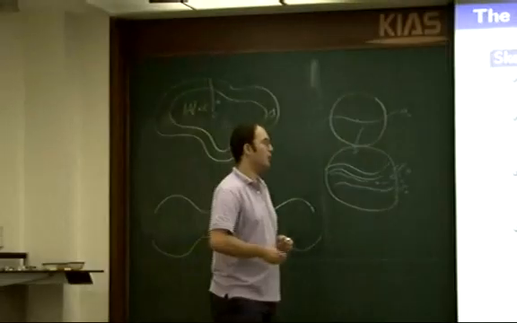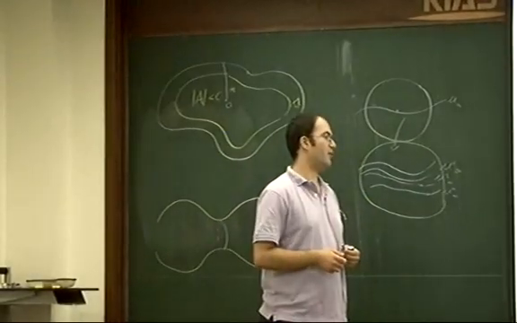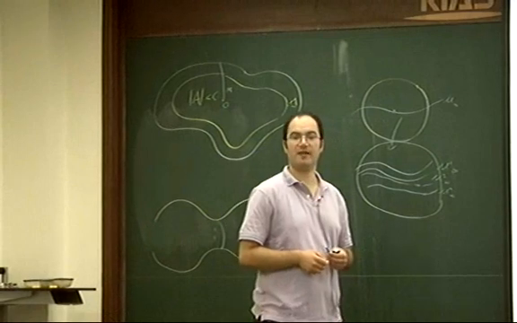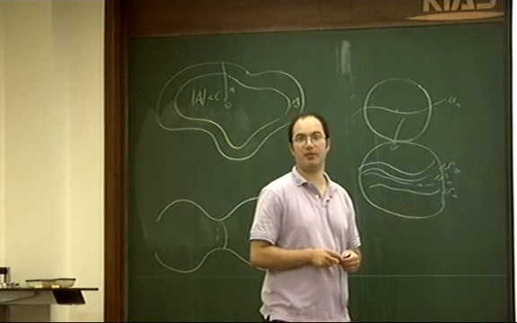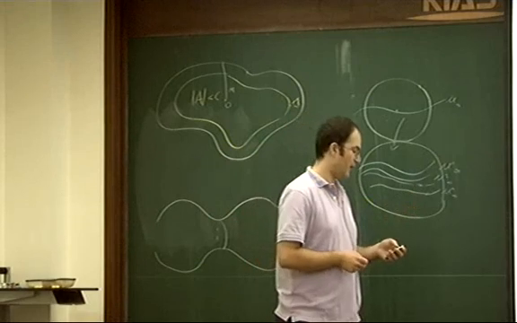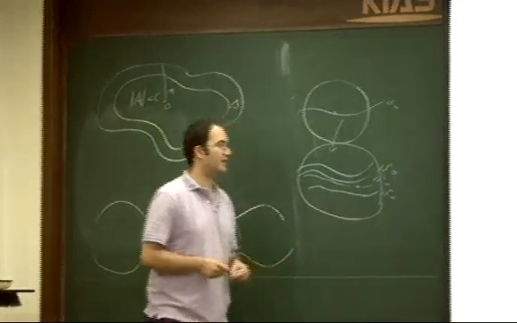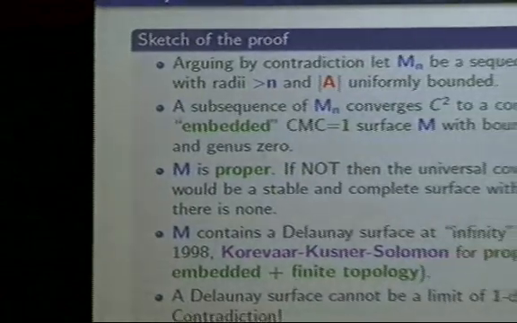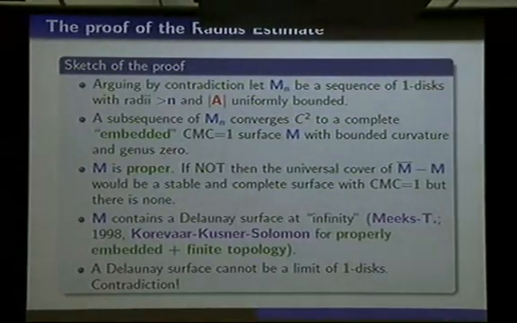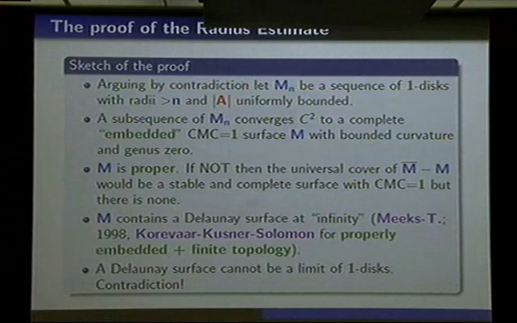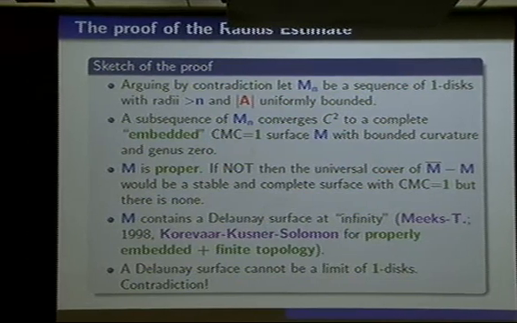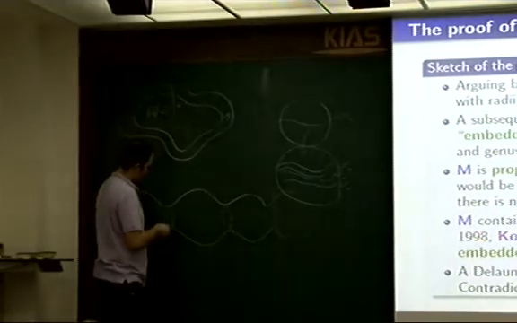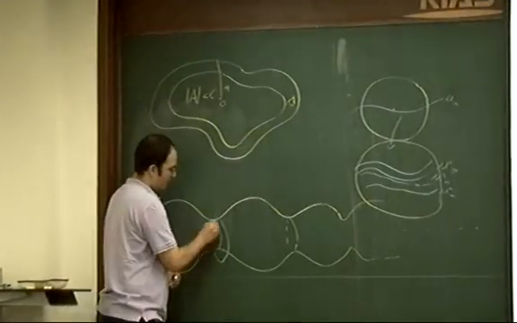And this result was proven by Korevaar, Kusner, and Solomon for properly embedded CMC surfaces with finite topology. But actually, here we need the full generality of our result. Okay? And once we have this, it's not hard to show that a Delaunay surface cannot be a limit of CMC disks. So suppose it was a limit. You have the Delaunay surface here going to infinity, right? And suppose that this is our CMC disk with boundary here.